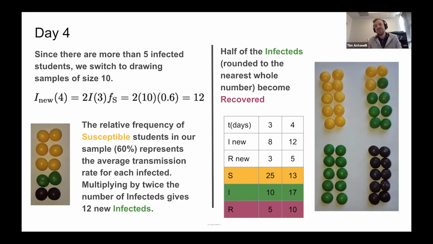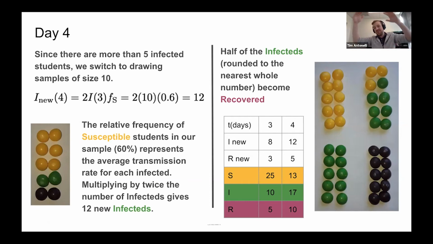The fact that we drew 10 and 6 of them were susceptible means there's like a 60% transmission rate per infected student. So instead, what we switched to now is calculating that relative frequency. Here we get 60%, and we're going to multiply that by the number of close contacts, so 2 times the number of infecteds on day 3. For this one, we got exactly 12. Sometimes we'll have to round that. So here we get 12 new infections.